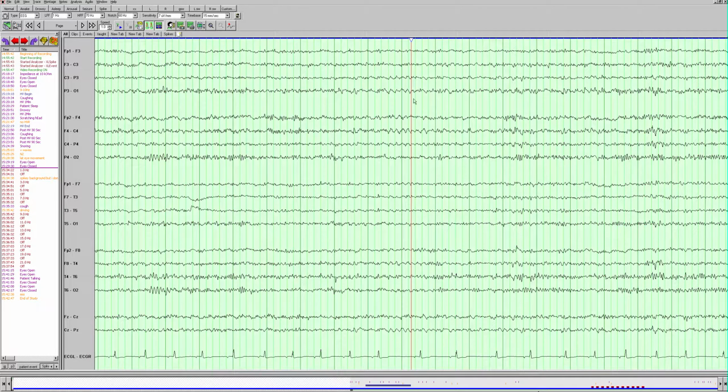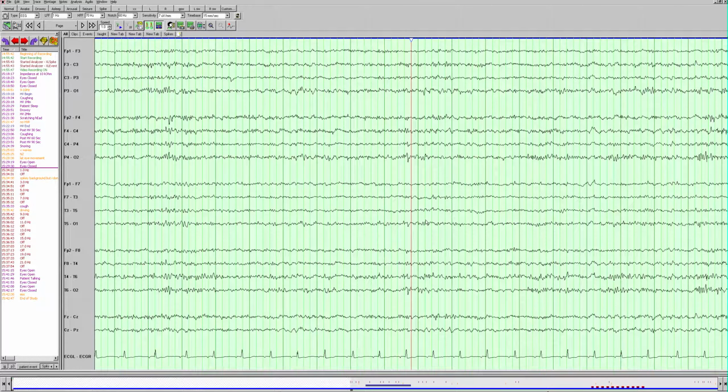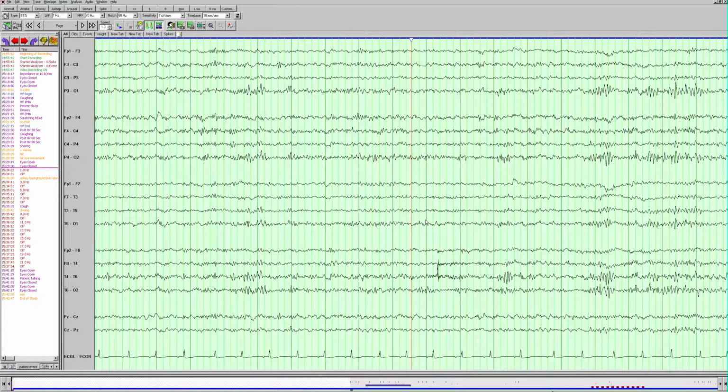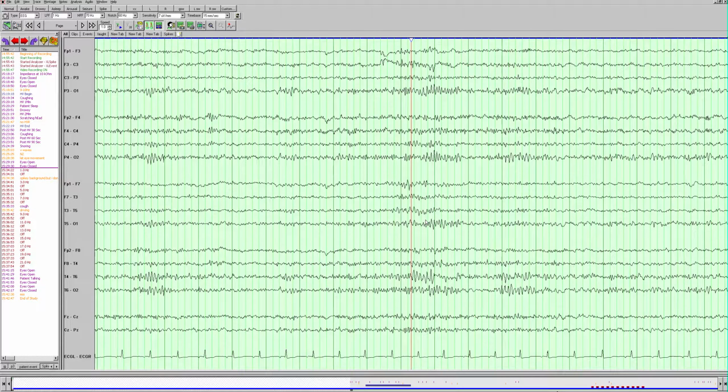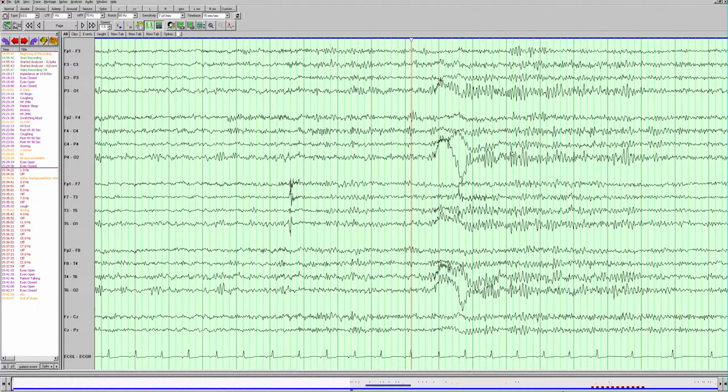The background is very attenuated, just lower amplitude here. We're not seeing that nice gradient. We don't see the posterior dominant rhythm. And now we would keep an eye out for vertex waves. That would be the next thing you'd expect to see if the patient were getting more drowsy. But no, instead of getting more drowsy, the patient is waking up here.